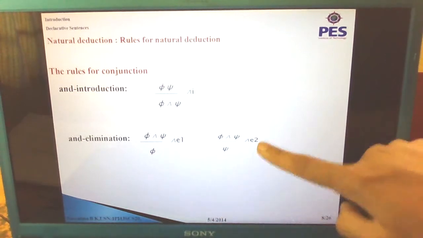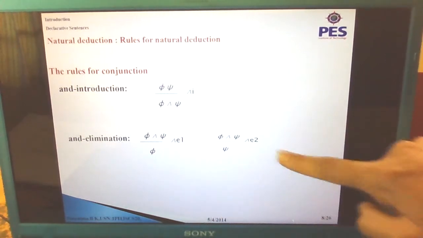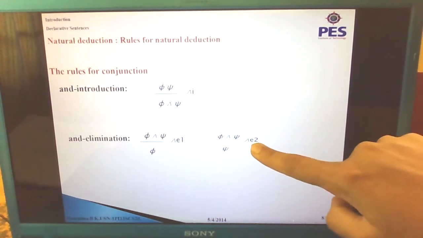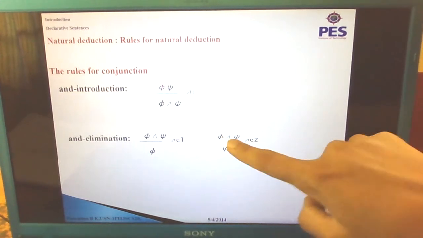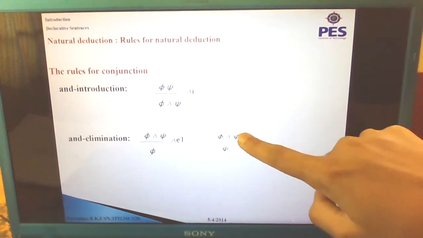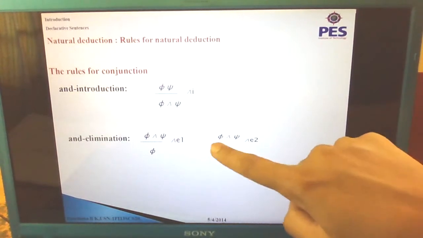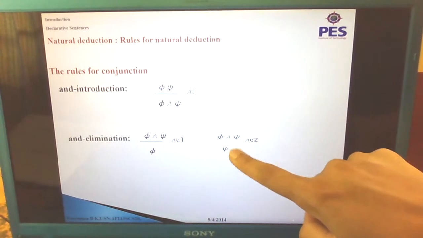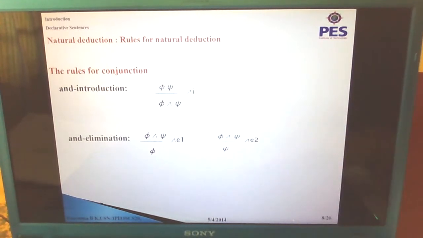The rule E2, conjunction elimination 2, says the same: it allows us to conclude these two. Now that we have the proof for phi conjunction with psi, we can conclude that psi is also true.